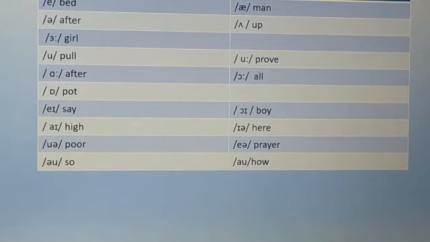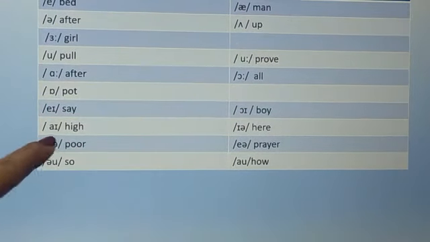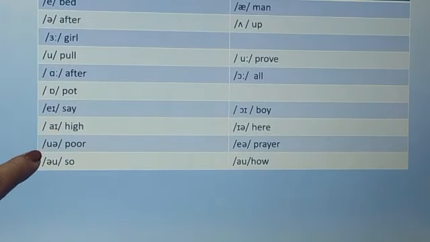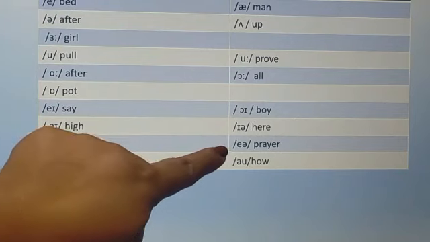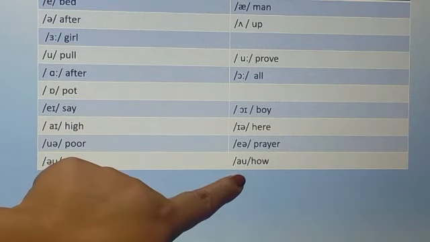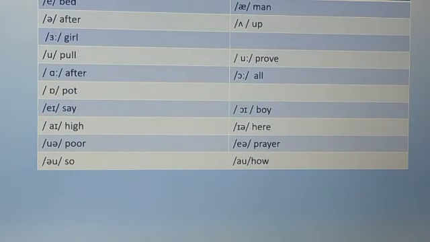Now we start the diphthongs. A as in say. Oi as in boy. I as in high. Ia as in here. Ua as in poor. Ea as in prayer. O as in so, now and go. Ow as in how.